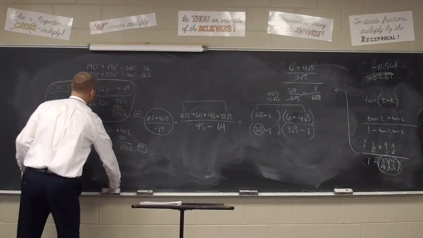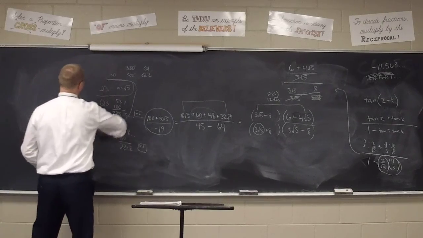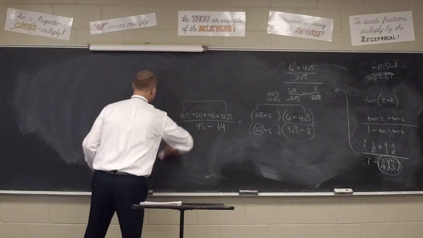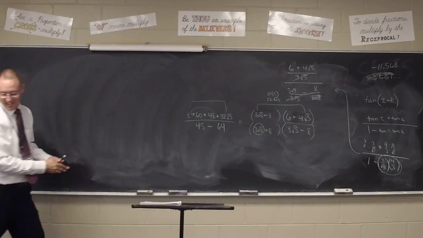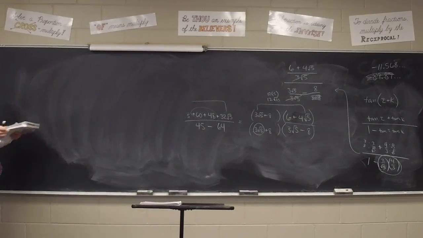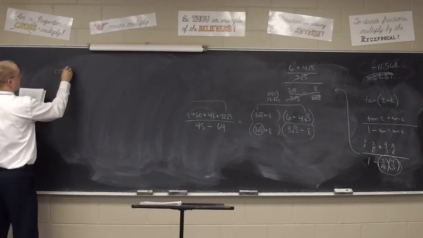All right, number 14. Let's take a look. What are we given in number 14 here? Cotangent of alpha is negative 24/7.